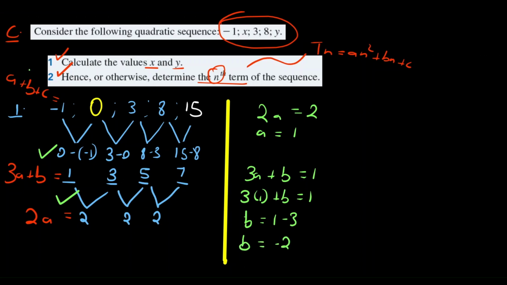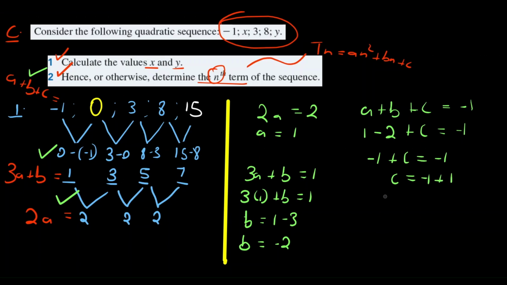Then we go to a plus b plus c is equal to negative 1. We know our a value is 1. Our b value is negative 2. Plus c is equal to negative 1. So 1 minus 2 is minus 1. Minus 1 plus c is equal to minus 1, so c is equal to minus 1 plus 1. And c value is equal to 0.